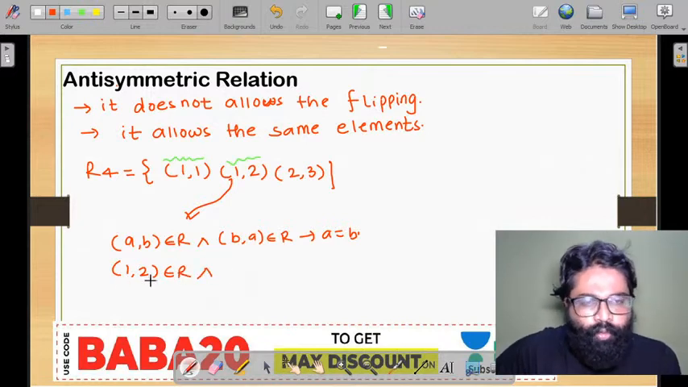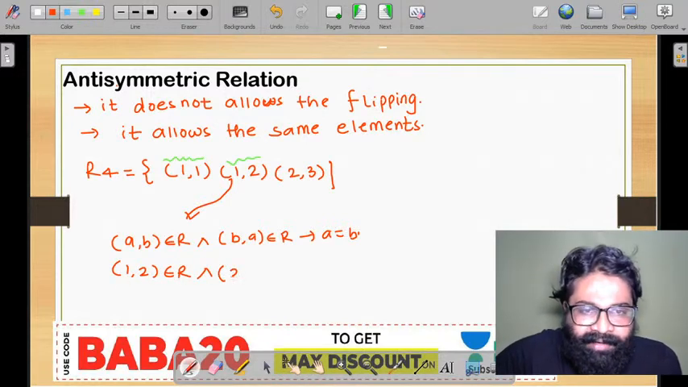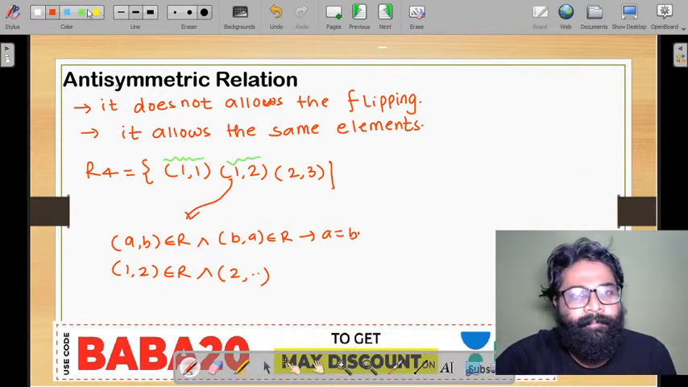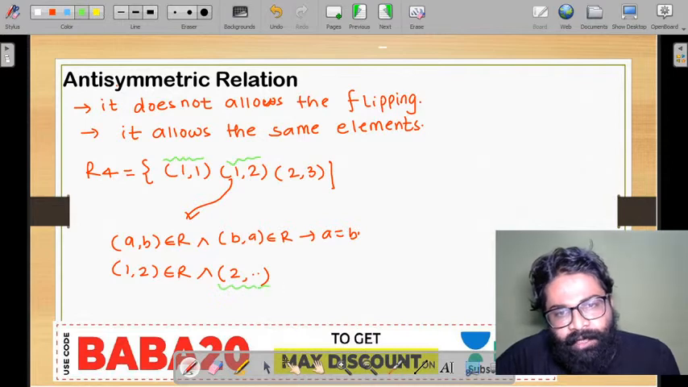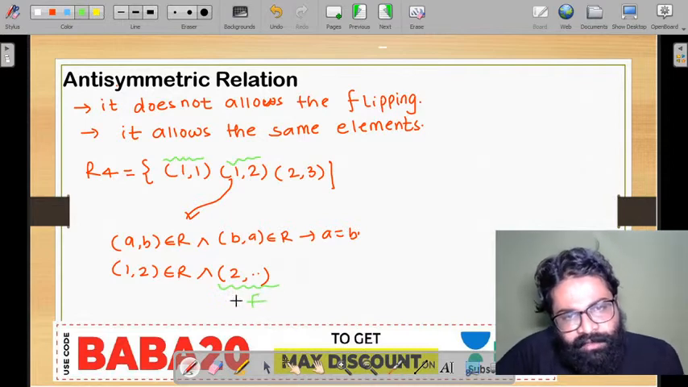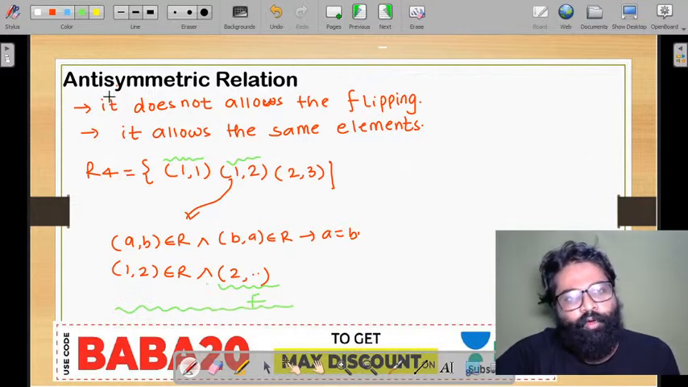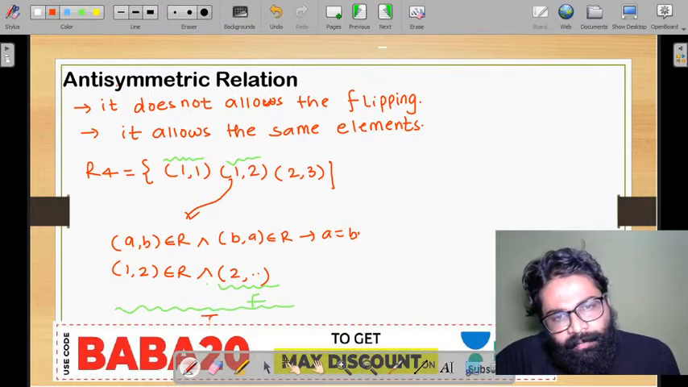Suppose you are putting 1 comma 2 over here, so it will become true. The first one will become true. But nothing is starting from 2, so there is no flipping of 2. So this statement will become false. So false will see the AND condition.